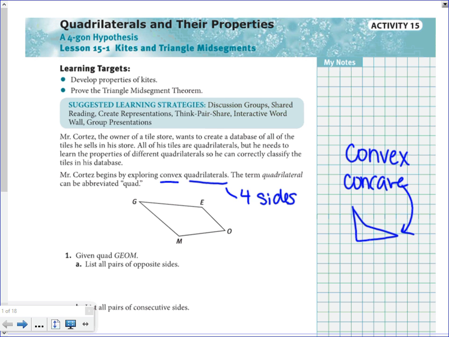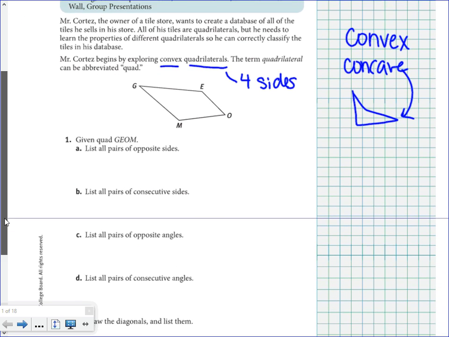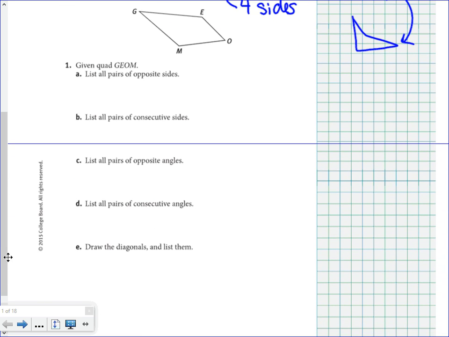So we're going to start off by looking at opposite versus consecutive to make sure that you understand those terms before we continue. So it says list all of the pairs of opposite sides. So opposite sides are ones that do not touch. They are not going to share any vertex. So you have GE and MO. And you also have GM and EO. They're on opposite sides of your quadrilateral.